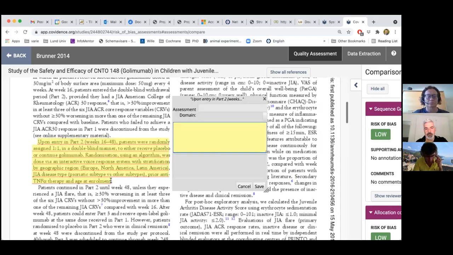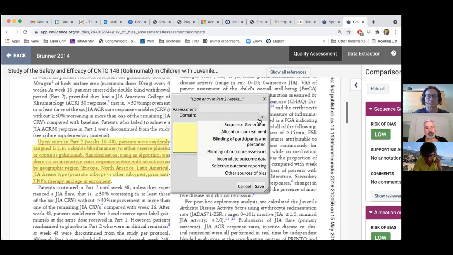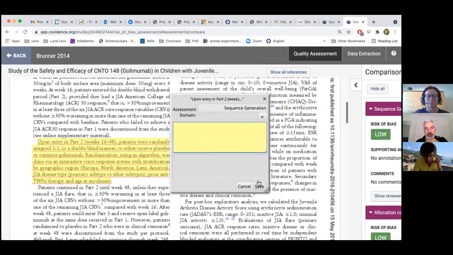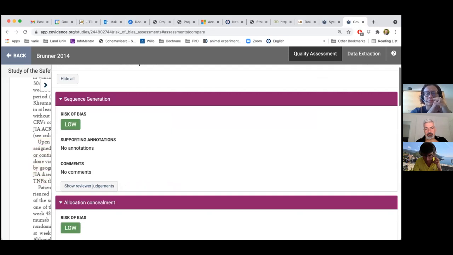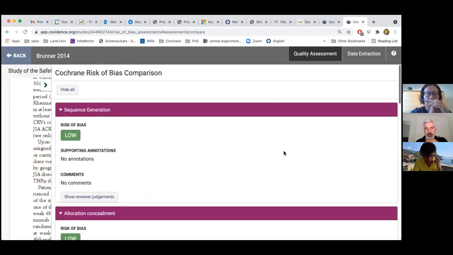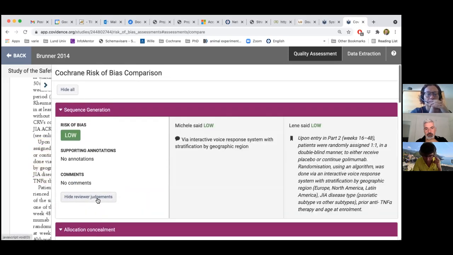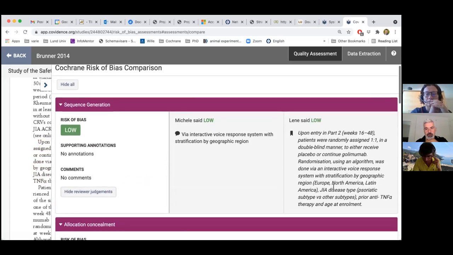So what we might do here, for example, I select like this, I wait a second, and then Covidence is asking me, okay, why are you selecting this? Where do you want to send this? I want to send it to sequence generation, and then I click save. Let's see if this is done. And I go back, I click this button. Okay, this text is done.